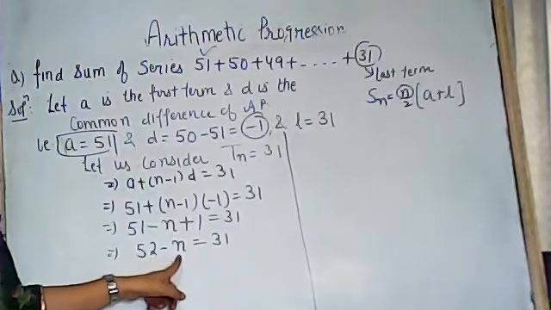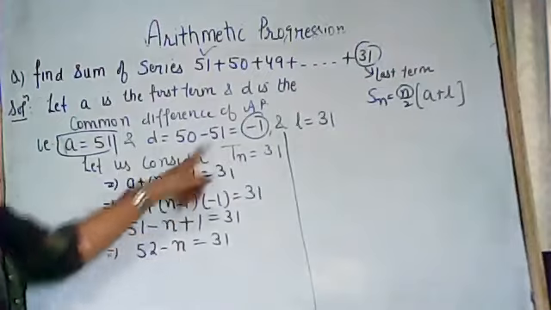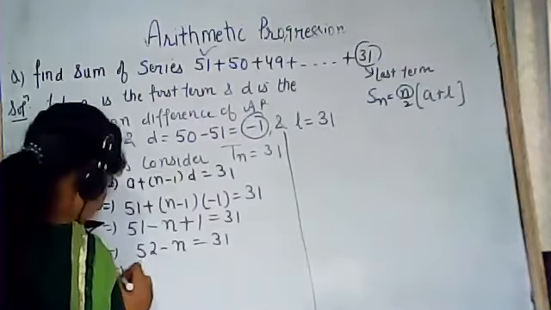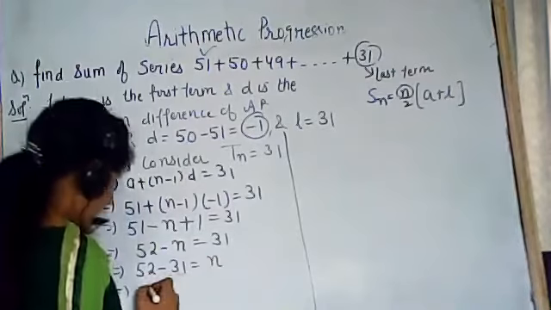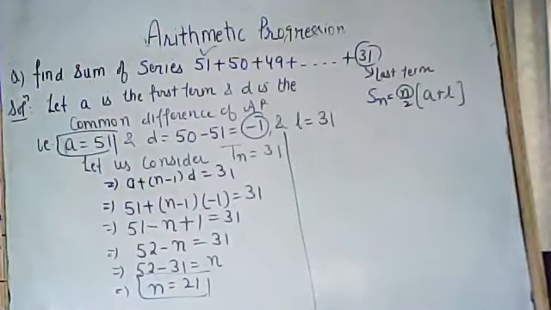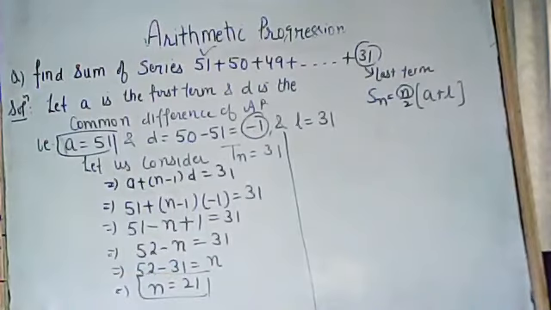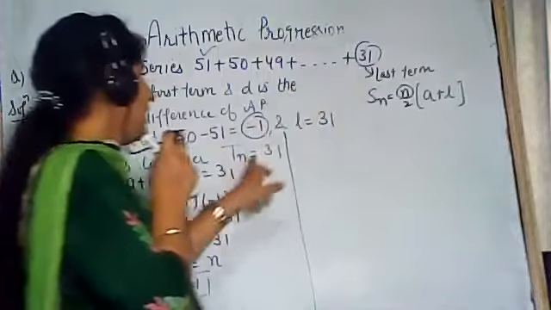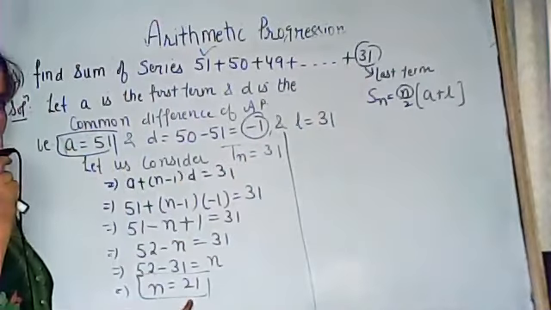Now to calculate the value of N, take the constant term on the left hand side and the variable N on the right hand side. So what will be our next step? 52 minus 31, this is equal to N. So what is the value of N? This is equal to 21. So by simplification, you will get the value of N, this is equal to 21. So by taking 31 as our nth term, we have calculated the value of n, which is equal to 21.